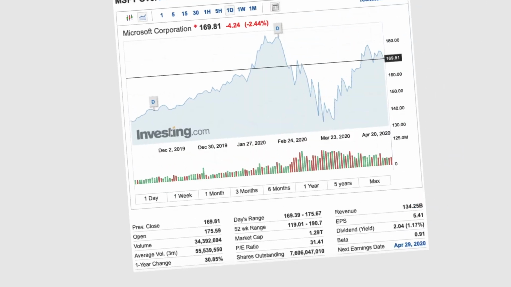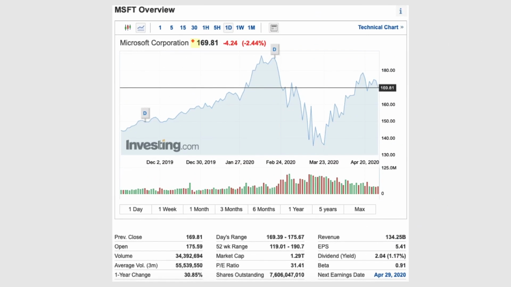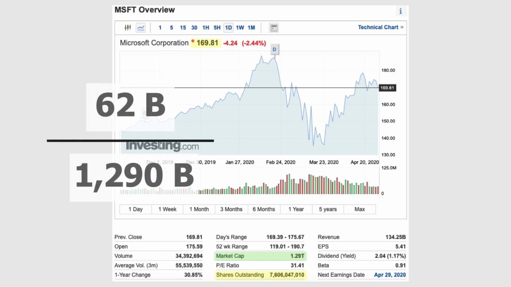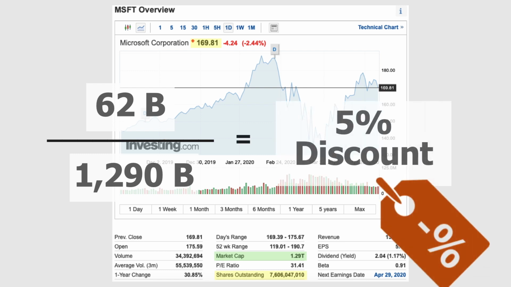Now, we can see that Microsoft is now trading at $169.81. If we multiply it by the number of shares outstanding, we will derive a market cap of $1.29 trillion. We will then proceed to divide our net cash value of 62 billion over our market cap of 1.29 trillion and we will derive a 5% discount on Microsoft shares.